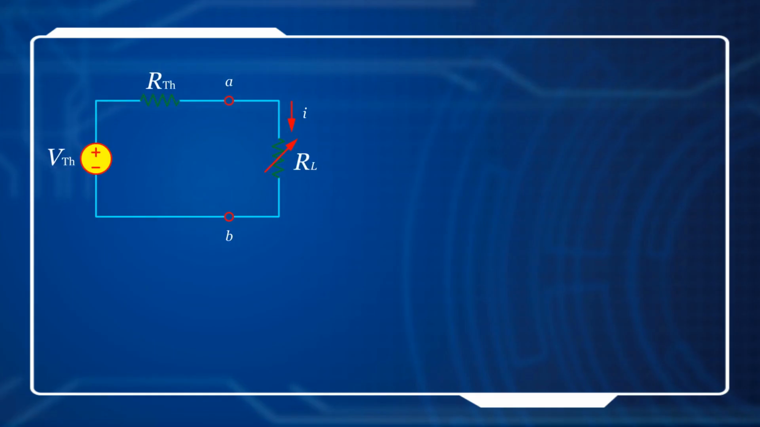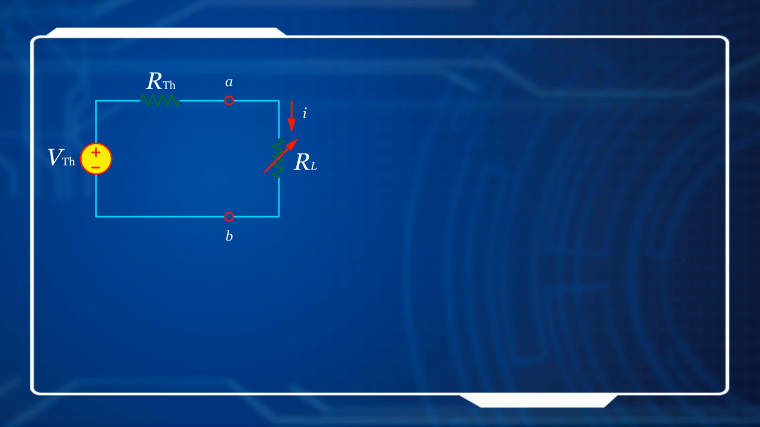On the left side of terminals A and B, there is a circuit which is replaced by a Thevenin circuit. And on the right side of the terminals A and B, there is a load. RL is the resistance of the load, and RL will receive the power from the voltage source VTh. If RL equals RTh, the load will receive the maximum power.